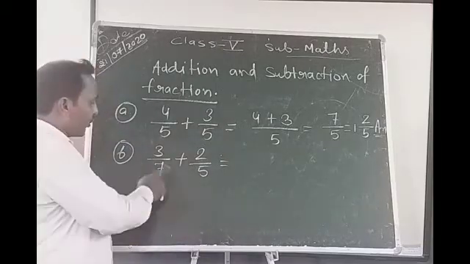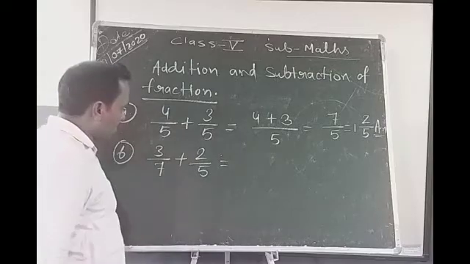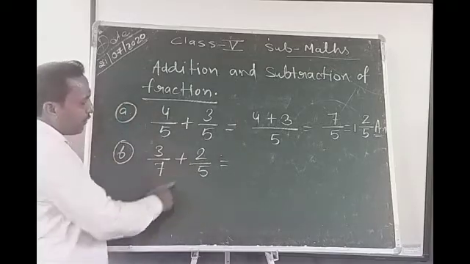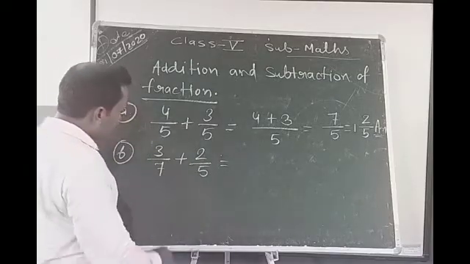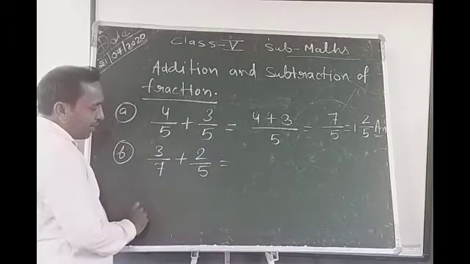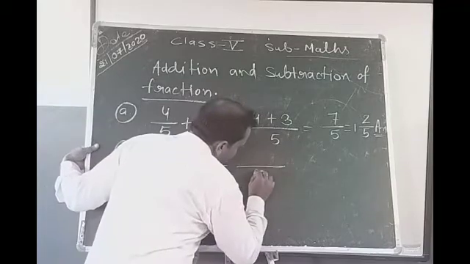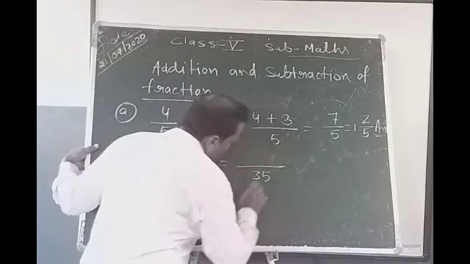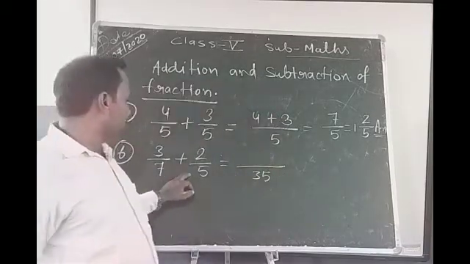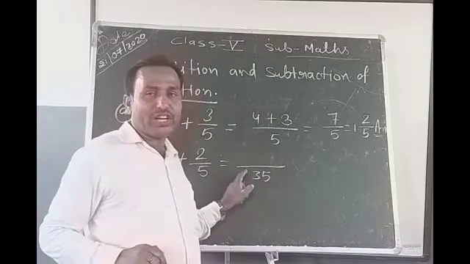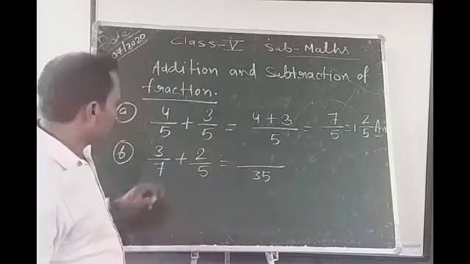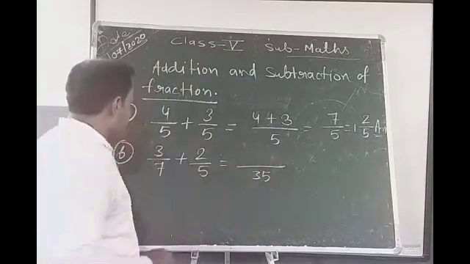Okay. So first you take the LCM of 7 and 5. What is the LCM coming? When you take the LCM of 7 and 5, 7 fives are 35. The LCM is 35. So first you take the LCM of 7 and 5, that is 35. Then you first write 35 below the division line.